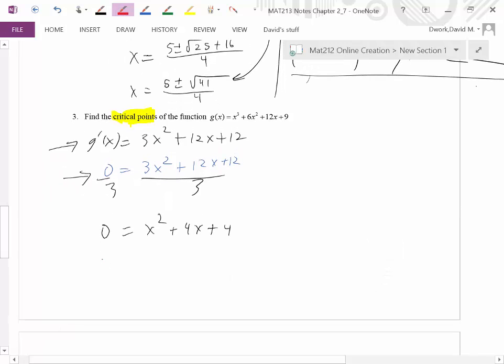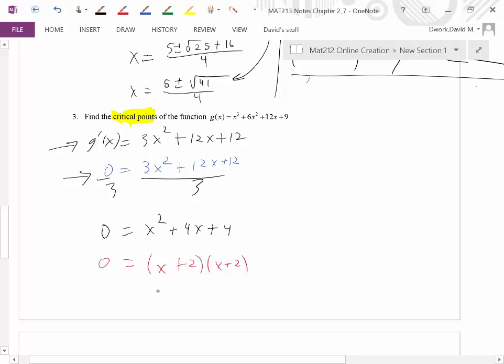And by golly, I think this one's going to factor. Let's find out. Let's see, x plus 2 times x plus 2. What does that do for me? 2 times 2 makes positive 4. Add them together makes positive 4. That looks great. So therefore, I have a min or a max at x equals negative 2.